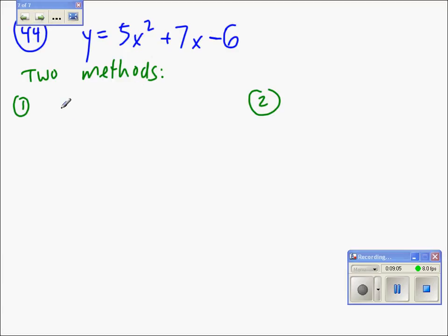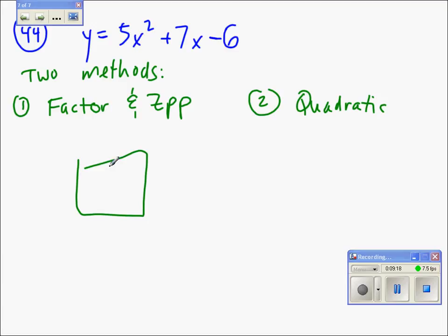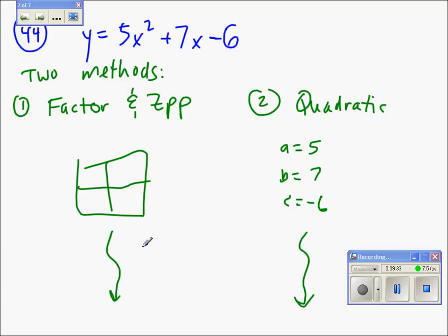One is factor and ZPP, or zero product property. Okay, and the second one is to use a quadratic formula. Remember the factoring, we're going to set up a generic rectangle. That is the world's ugliest generic rectangle. And the quadratic formula, A equals B equals C equals, in this case it'll be 5, 7, and -6. And then you've got to take your calculation forward. Here you'd have to factor in your zero product property. All right, that's that.